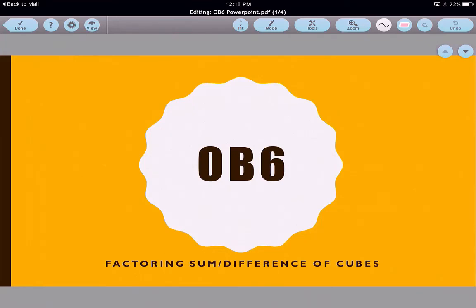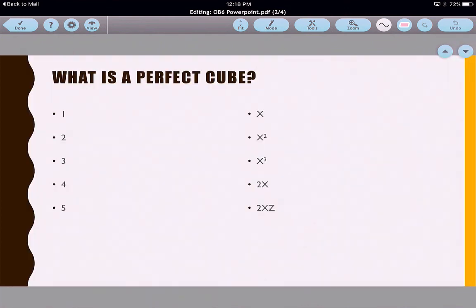Hello. Today we'll be focusing on Objective 6, factoring the sum and difference of cubes. These are special binomials comprised of two perfect cube terms. As a refresher, let's go over what a perfect cube is. Now I know you know these, but let's just take a minute to look at a few.